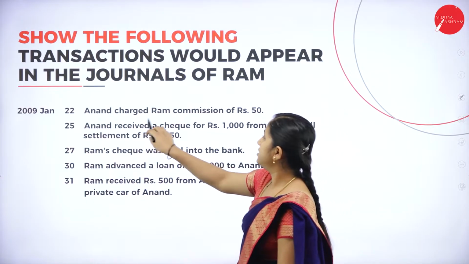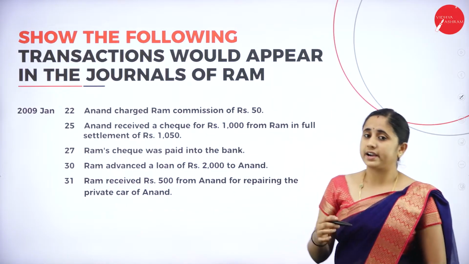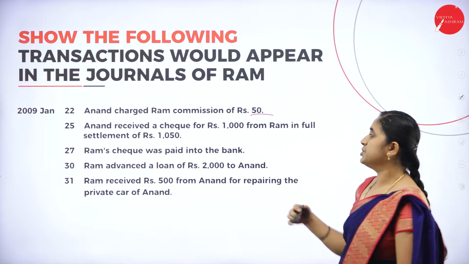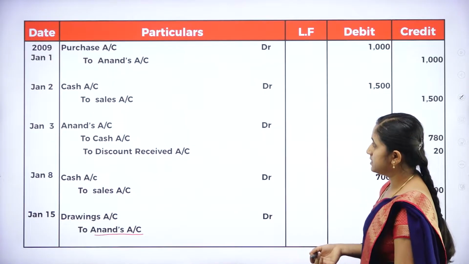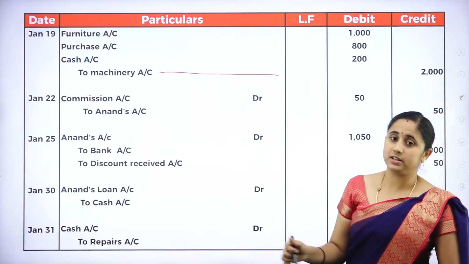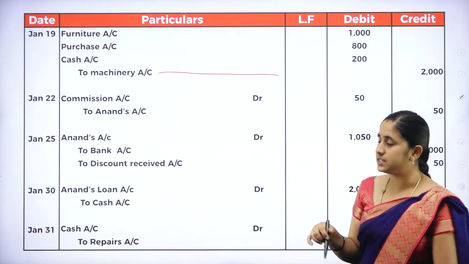Next, Anand charged Ram commission of rupees 50. That means Ram is paying commission of rupees 50. Commission paid is an expense. So, you need to debit the expenses. So, commission account debit to Anand account. Anand is a receiver. Credit the receiver.